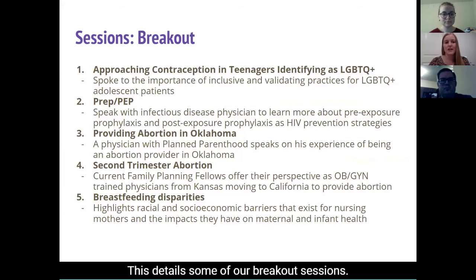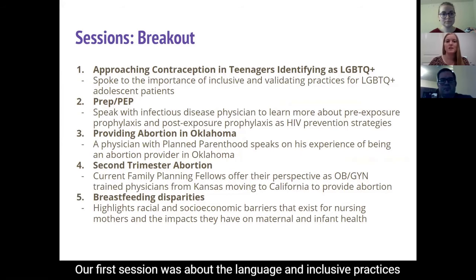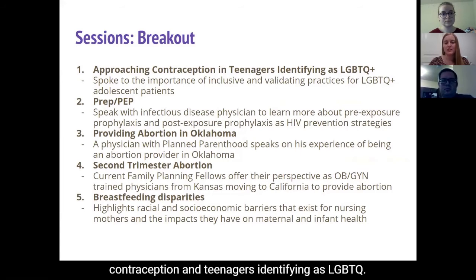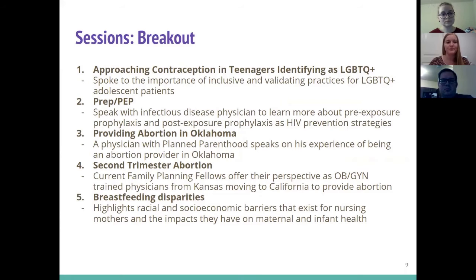This details some of our breakout sessions. Our first session was about the language and inclusive practices that we need to encompass when we talk about approaching contraception in teenagers identifying as LGBTQ. Our second session addressed PEP education in the LGBTQ community, as well as others who might be predisposed to HIV.